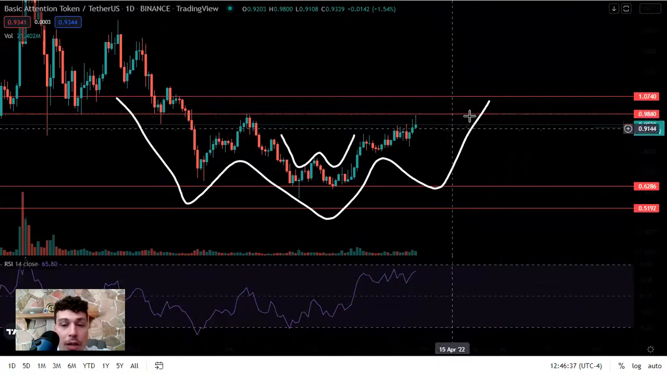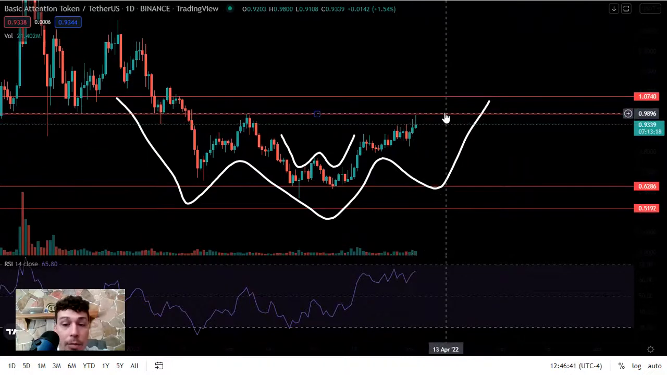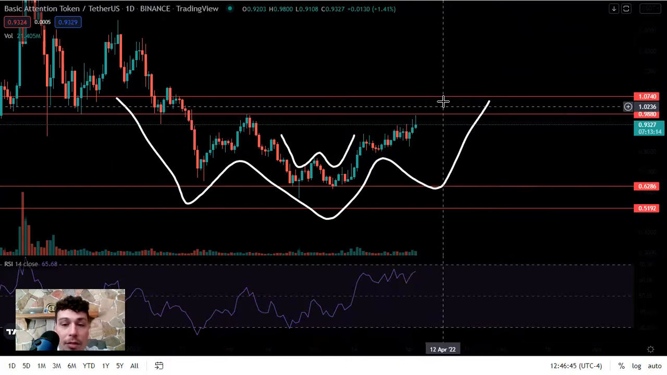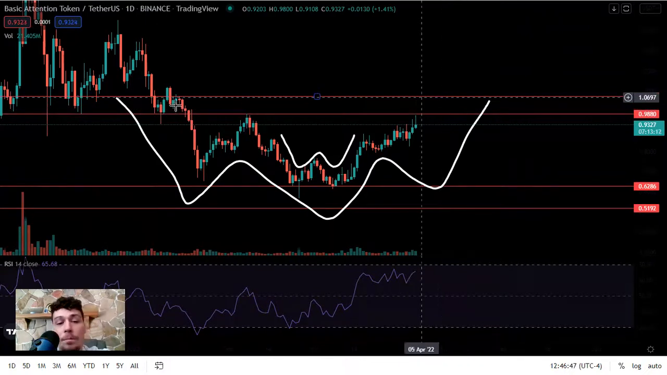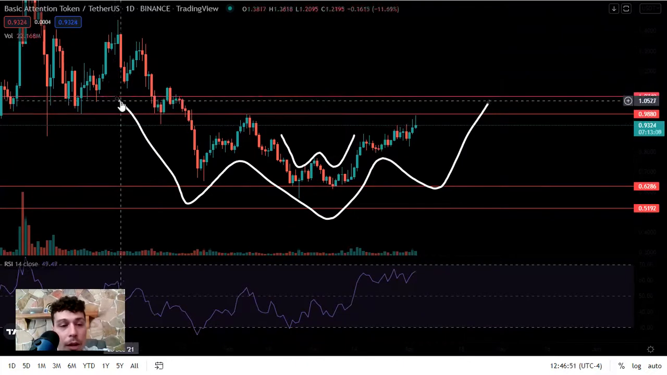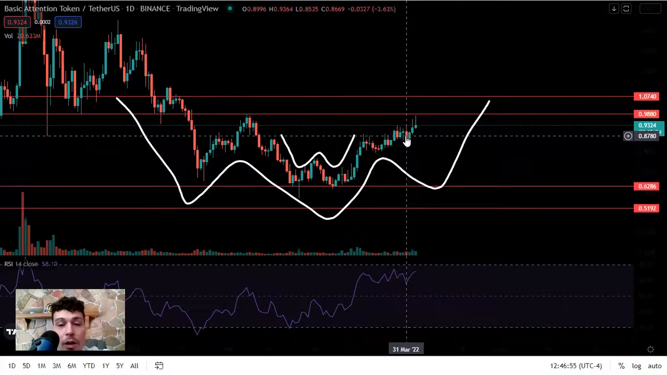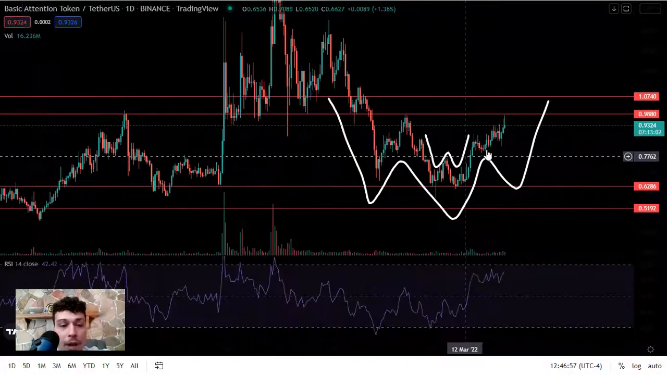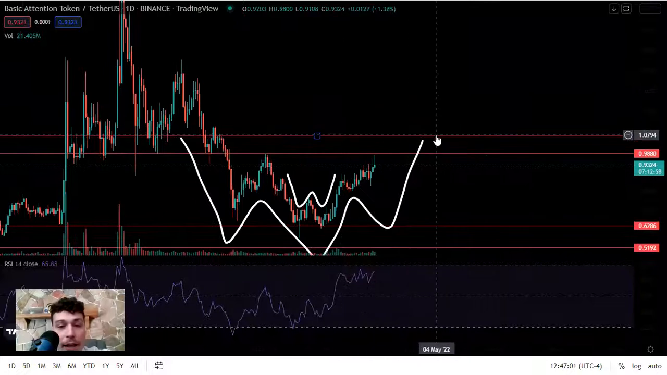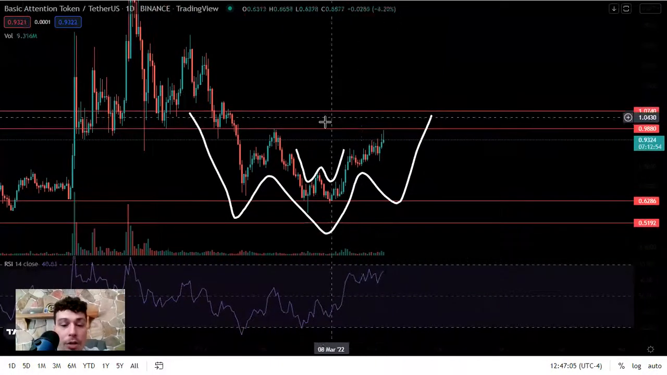Once we consolidate in this area and find some support and demand, and some buyers step into the market, that's when we'll be able to break that resistance level and head up to $1.07. That is my short-term price prediction for the bullish case, $1.07, because that would be the completion of our inverse head and shoulders pattern. That's also a major resistance level. Once we hit there, we can reevaluate and see what the price is going to do.